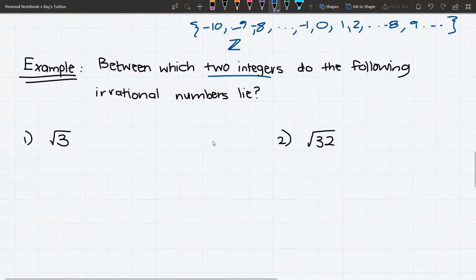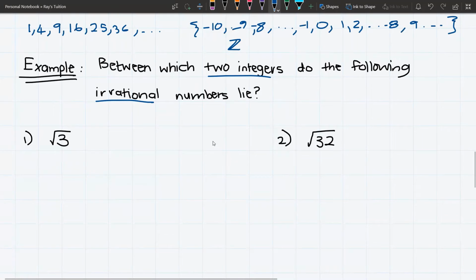We know that these numbers are irrational. For example, the first one is the square root of a non-perfect square, and we want to know between which integers it lies. Because we're dealing with the square root, I'm first going to write out the perfect squares. You should know them: 1 squared is 1, 2 squared is 4, 3 squared is 9, 4 squared is 16, 5 squared is 25, 36, and so on. Those are our perfect squares.